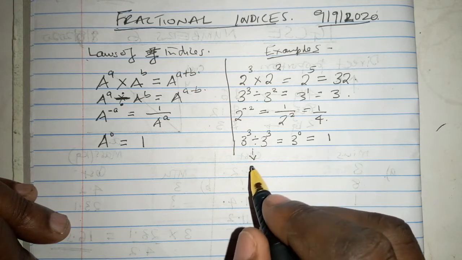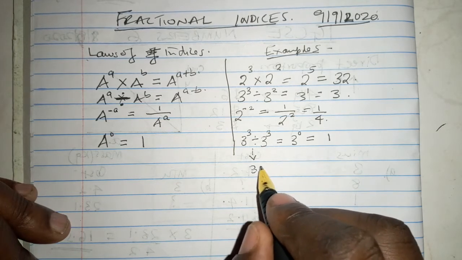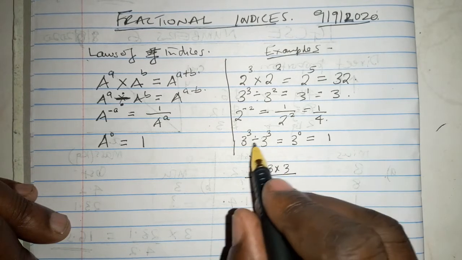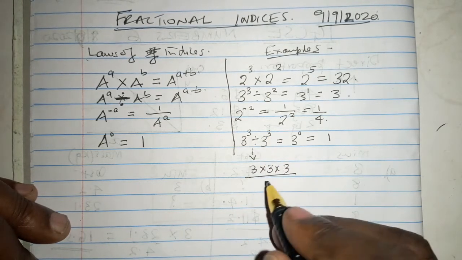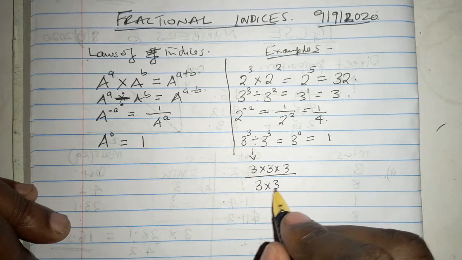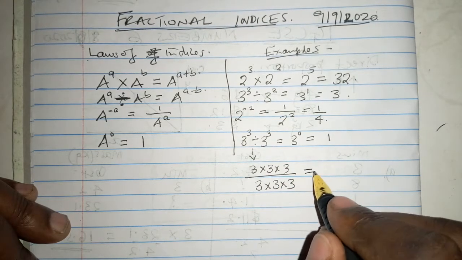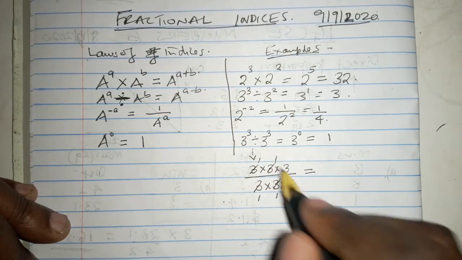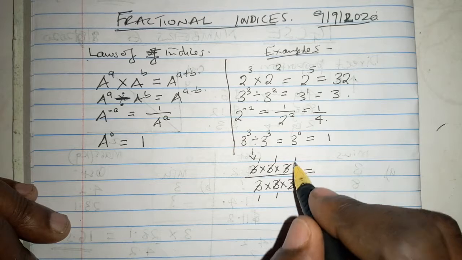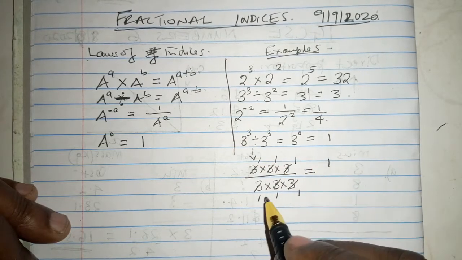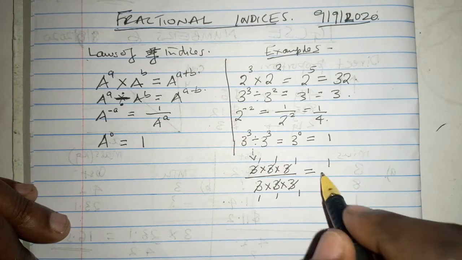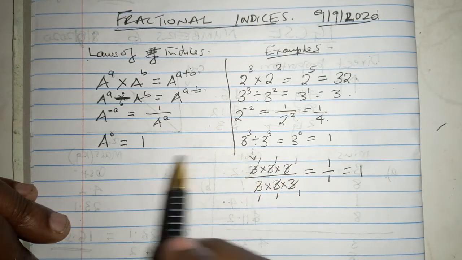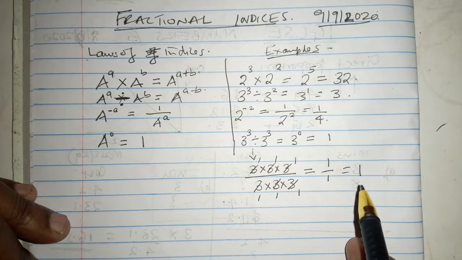3 raised to power 3 is simply 3 times 3 times 3, divided by 3 raised to power 3, which again is 3 times 3 times 3. Of course, each 3 over 3 cancels to 1, so it is 1 times 1 times 1, which is 1, over 1 times 1 times 1, which is 1. That is how any number raised to power 0 ends up being 1.